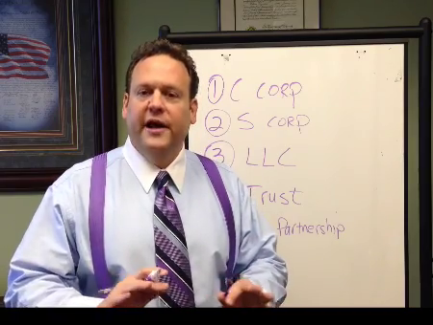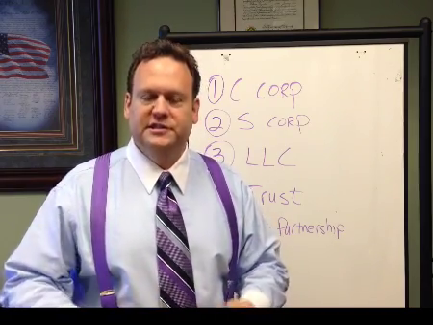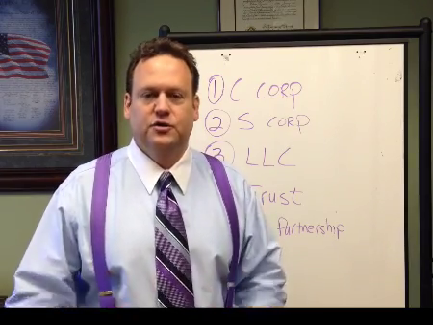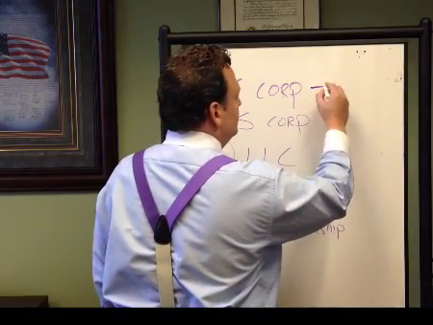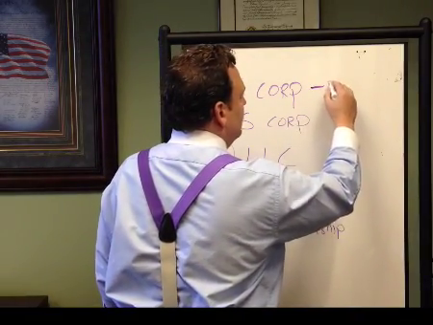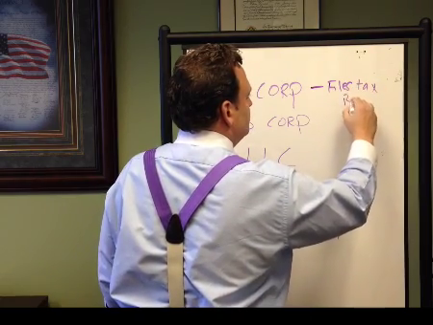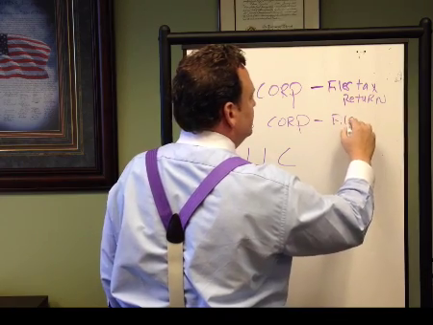But either way you do it, whether it's a C corporation or an S corporation, they're both corporations and they both protect the owners, the shareholders, from liability for anything that goes wrong in the company business. So a C corporation has shareholders and it files a tax return. And then an S corporation also files a tax return.